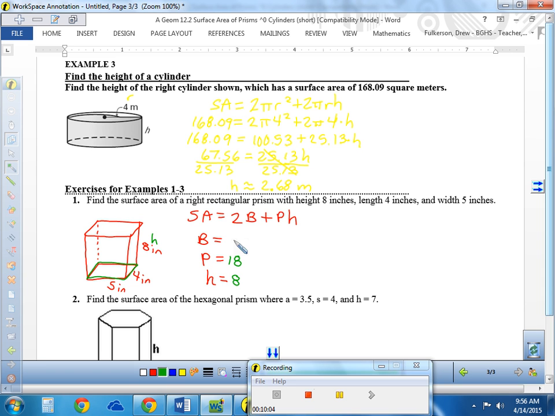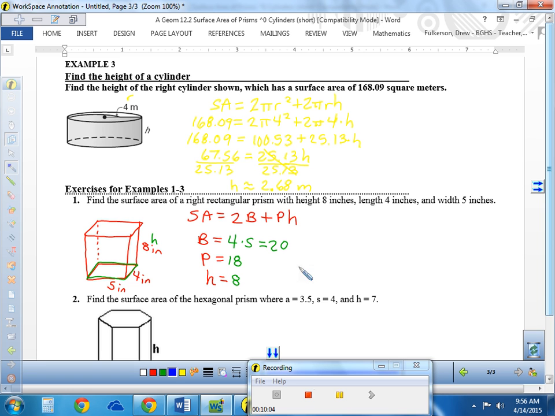I also need to find the area of the base. So capital B, once again, means area of the base. So how do I find the area of this rectangle? 4 times 5. Now I have everything I need to substitute into our equation.